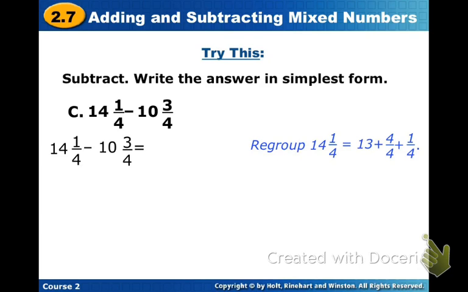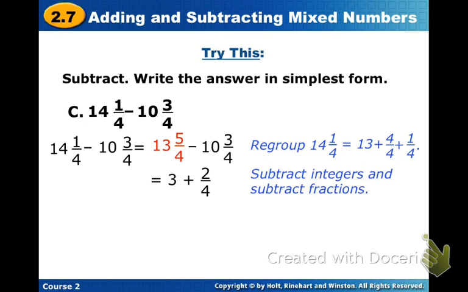So let's regroup the first one. We're going to regroup it and rename it to be 13 plus 4 over 4 plus 1 over 4. Combine the fractional parts to be 13 5/4. Now we can subtract the integers 13 minus 10 and subtract the numerators 5 minus 3 to get 3 2/4, and then simplify by dividing by a common factor of 2 to get 3 1/2.